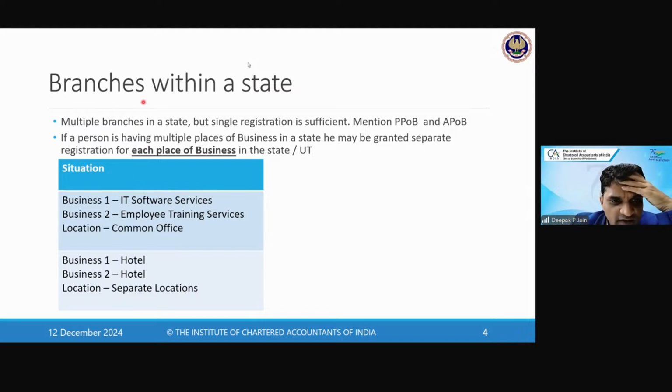Second one says that you have two businesses. Business one is also a hotel. Second business is also a hotel. Two hotels you're running, but with separate locations. Here you are running IT software services and employee training services. Two separate businesses, but both of them are located in a common office.